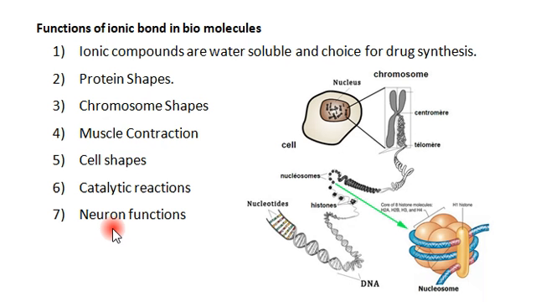Action potential of sodium and potassium ions is required for cell signaling or neuron signaling. Hence, ionic bonds also have a role in neuron function.